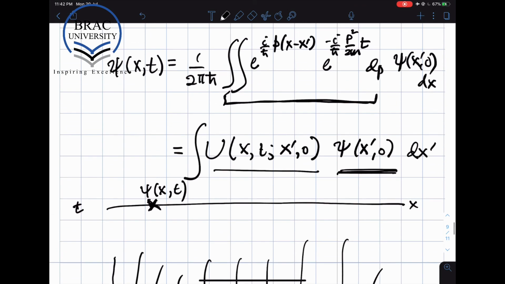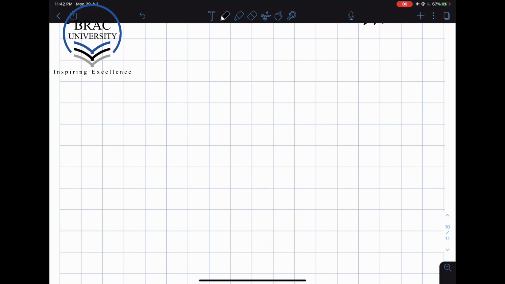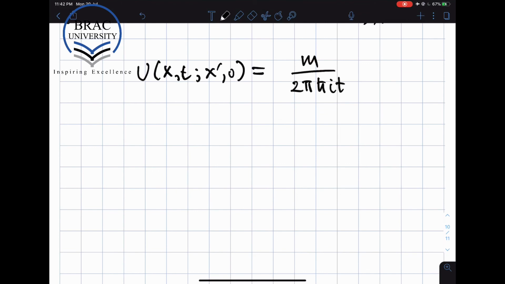So I haven't given you the expression for the free particle yet. So let me give you the expression, which you can derive very easily by using the Gaussian integral techniques that I will show maybe in the next lecture. This is going to be given by m over 2 pi h bar i t. So I encourage you to derive this, but this will also be provided in a future lecture.